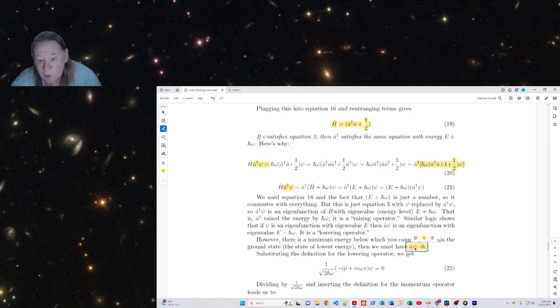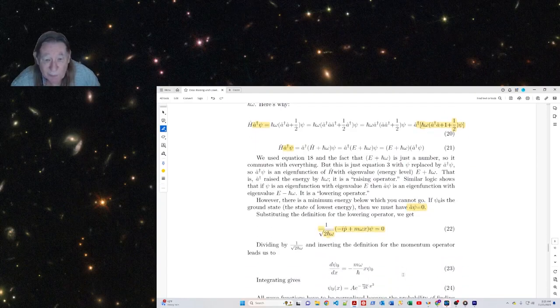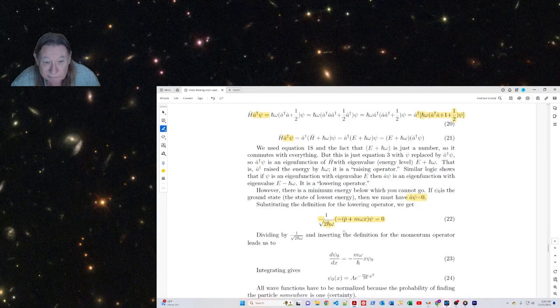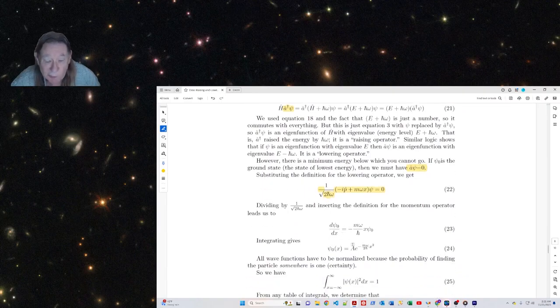A, or A hat, I should be saying hat all this time, but I got lazy. I just call it A. A hat times the wave function psi gives you 0. Now, if you substitute the definition for A hat, this is what you get. Now, this momentum operator P takes a derivative. So you put in that definition, and you get equation 23 right here.